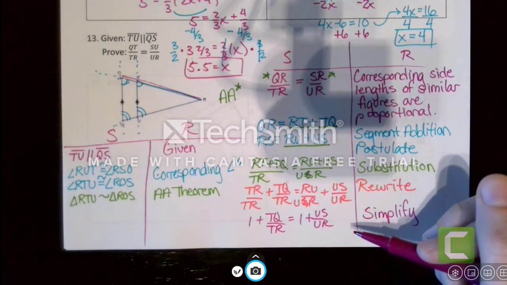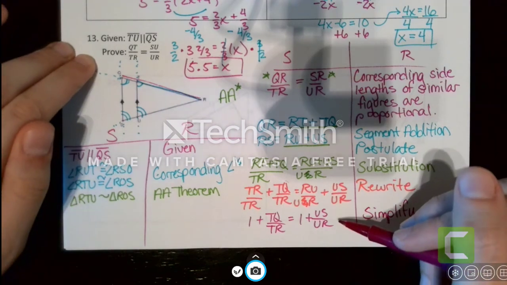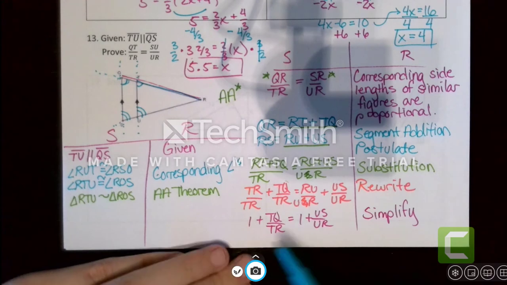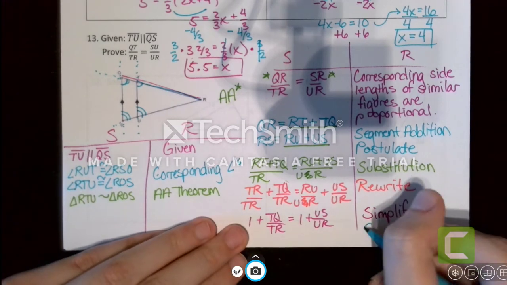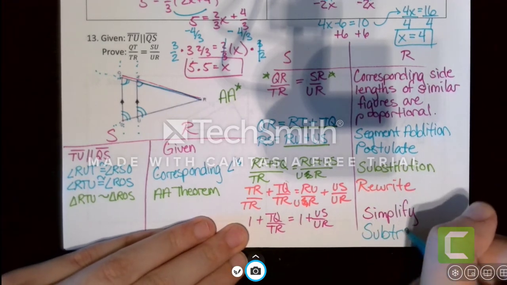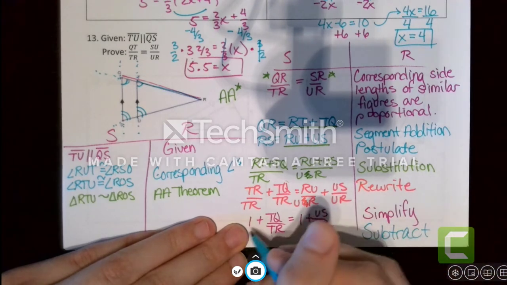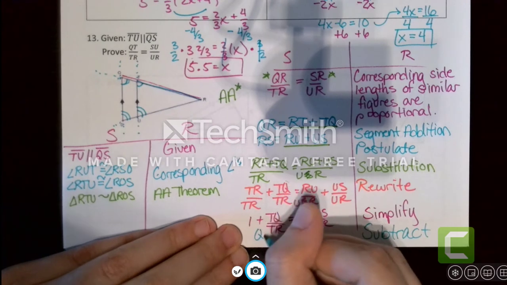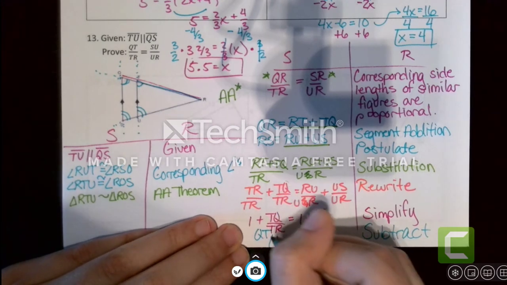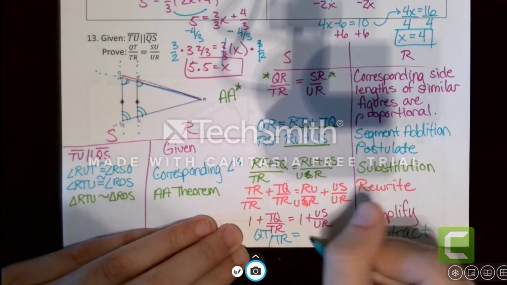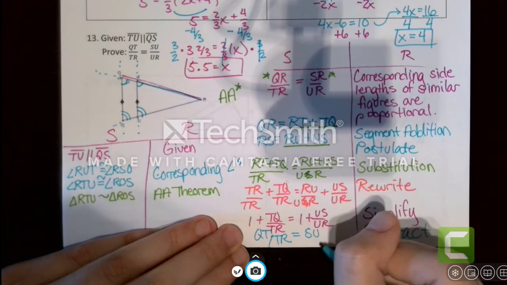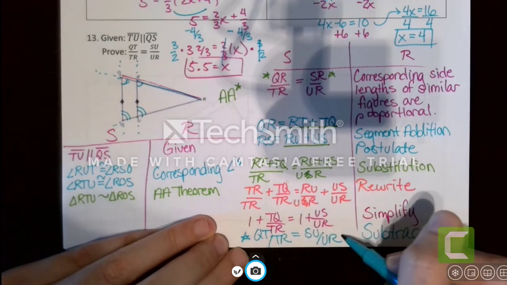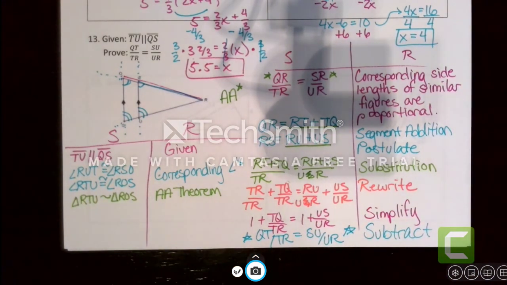We've almost proven the statement from above. Now the last thing you have to do here is to get rid of these ones. And the only way we can get rid of these ones in this equation is through subtraction. Once you subtract, you'll get your proof statement of QT divided by TR is equal to SU over UR. And that is how you do number 13.